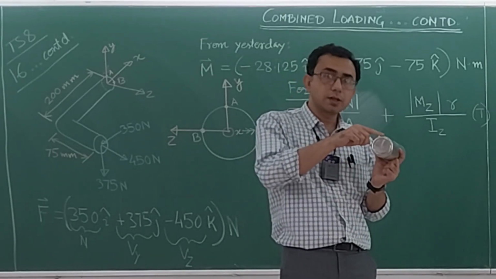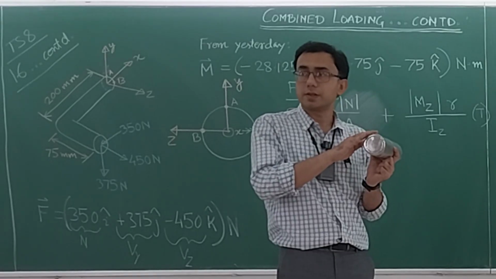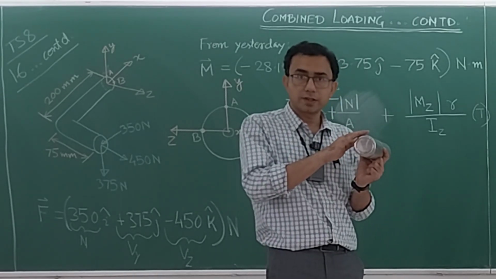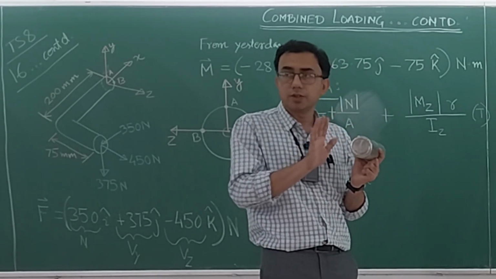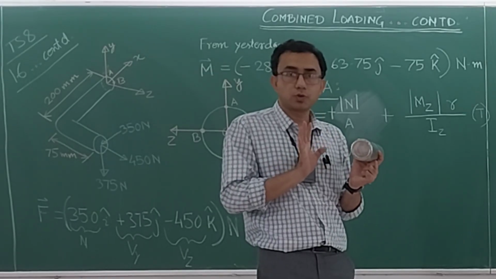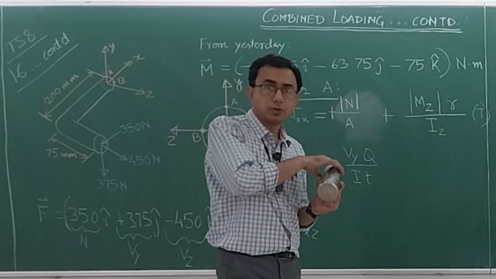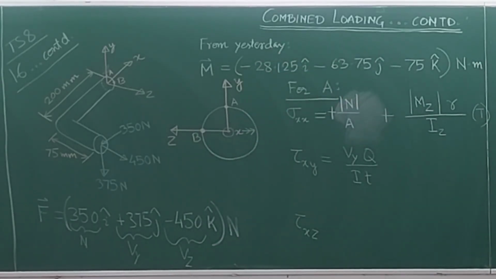Now on the top surface, it's a shear free surface. So tau yx is 0. So tau xy must also be 0. Now why is tau xy 0? Tau xy is 0 because our Q is actually 0.